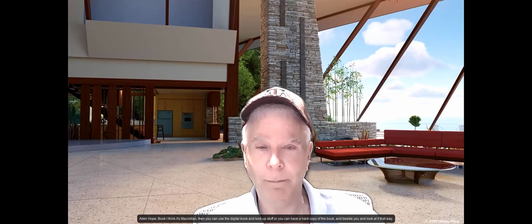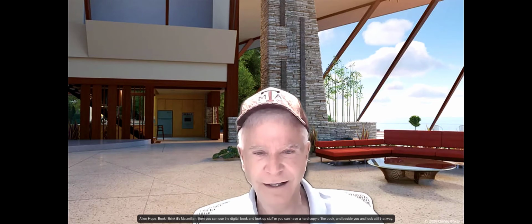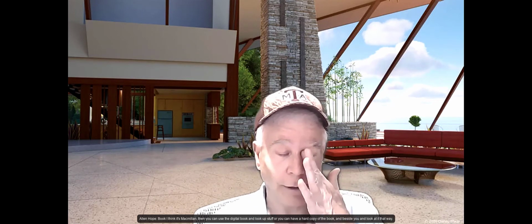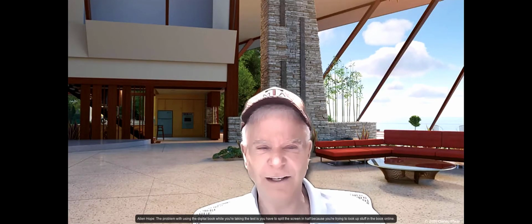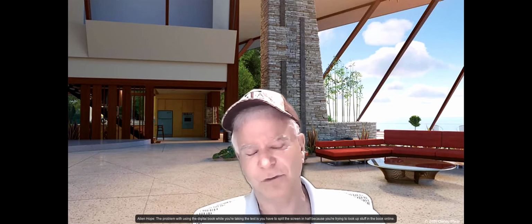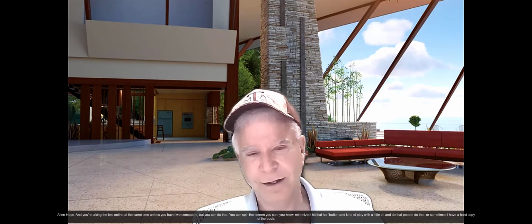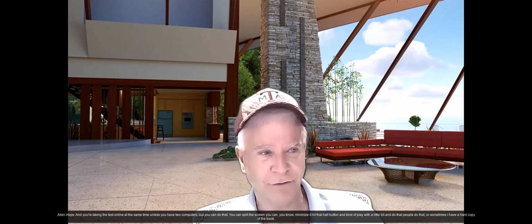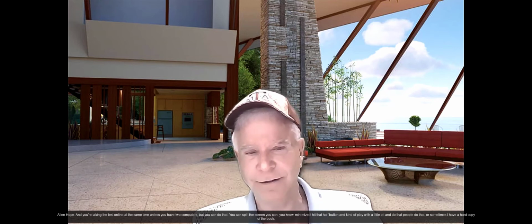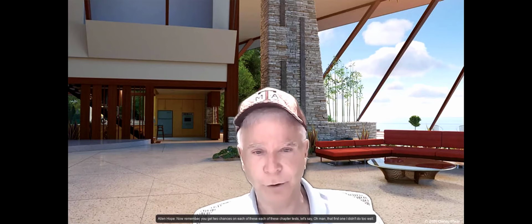Now, if you bought the online book, I think it's Macmillan, then you can use the digital book and look up stuff, or you can have a hard copy of the book beside you and look at it that way. The problem with using the digital book while you're taking the test is you have to split the screen in half, because you're trying to look up stuff in the book online and you're taking the test online at the same time, unless you have 2 computers. But you can do that. You can split the screen, you can minimize it, hit that half button and kind of play with it a little bit. People do that. Or sometimes they have a hard copy of the book.